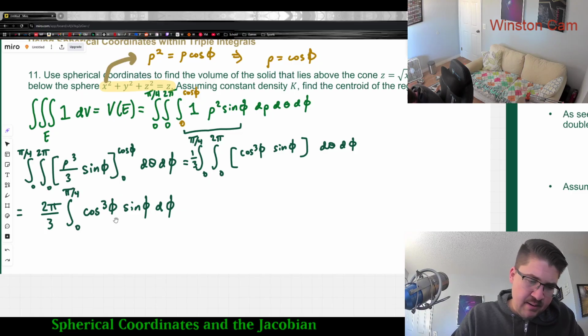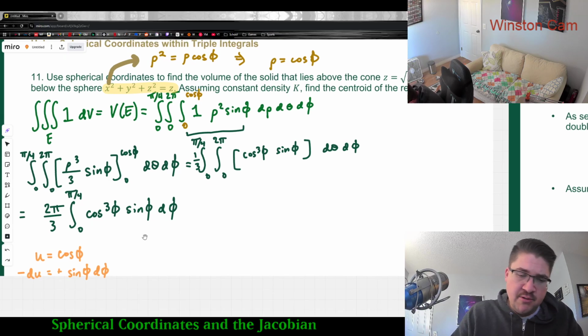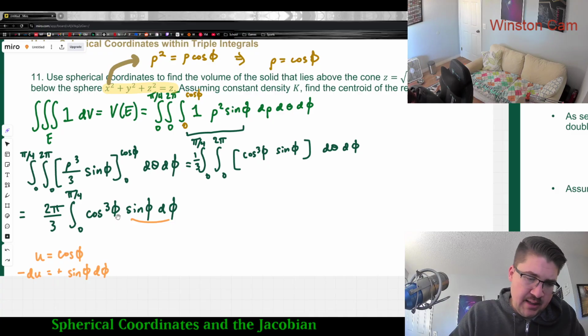And it's been a few years since I looked at this example, so sorry I'm a little slow. But if we set u to be cosine phi, then du would be negative sine phi d phi. And then we can multiply both sides by our negative here to change our sine phi d phi into negative du. And so we'll have a negative u cubed here. Let's write that all out.